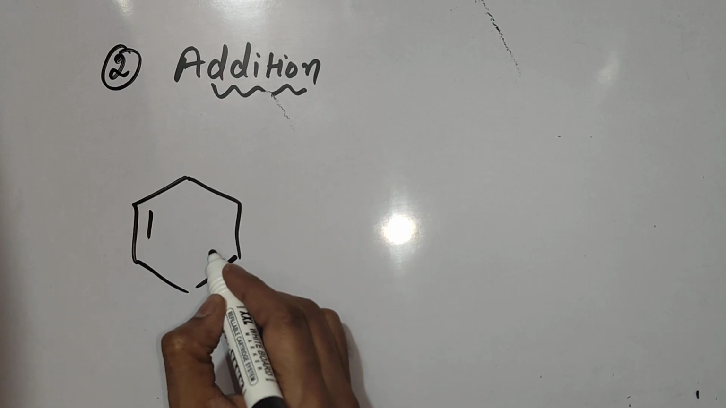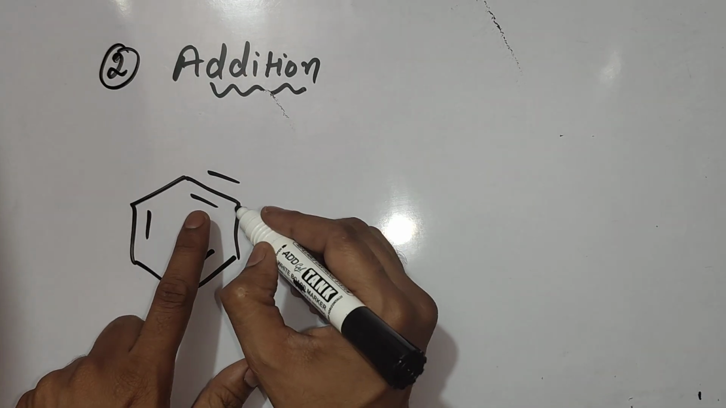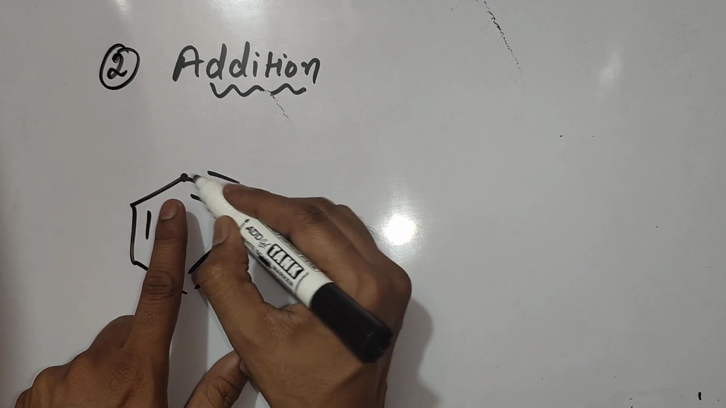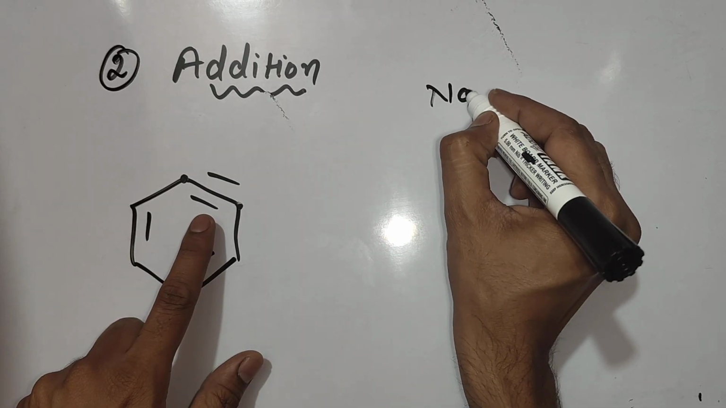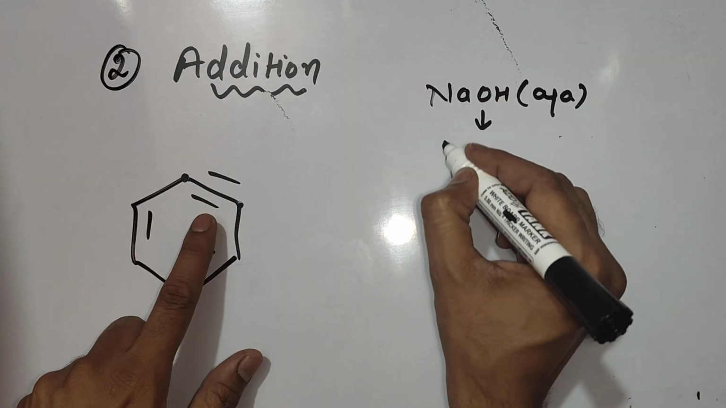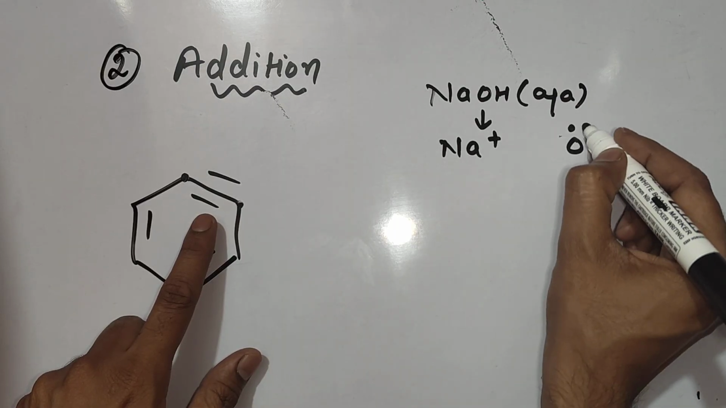Now I am making a normal condition of it. We have understood the concept. Now these carbons are electron deficient. Who can provide electrons to them? Sodium hydroxide aqua will break in two parts, Na positive, OH negative.